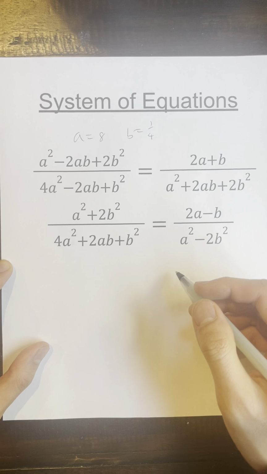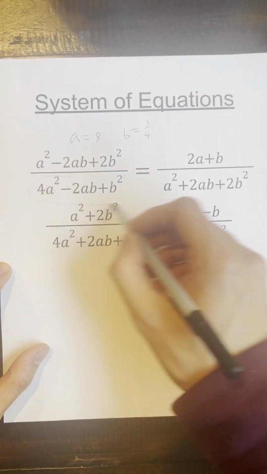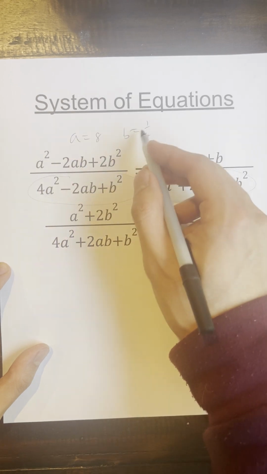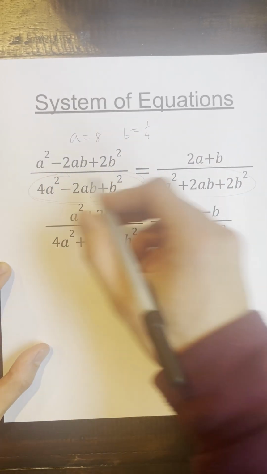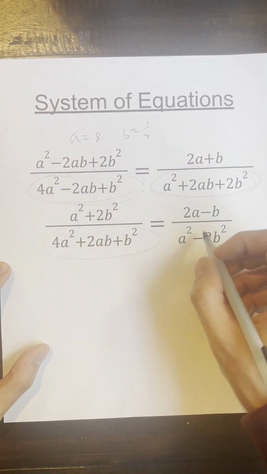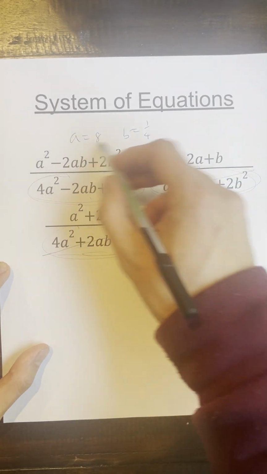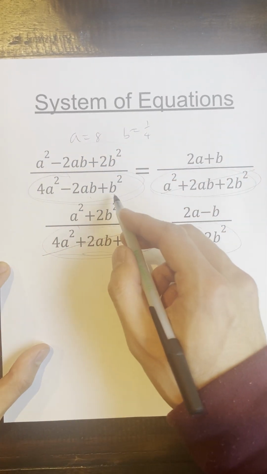There's one more thing we need to do, and it's to double check that we're not dividing by 0. So if I plug in a is 8 and b is equal to 1/4, I need to make sure that this is not 0, this is not 0, this is not 0, and this is not 0. We don't need to worry about this or this because they're both going to be positive. So we're only worried about this and this.